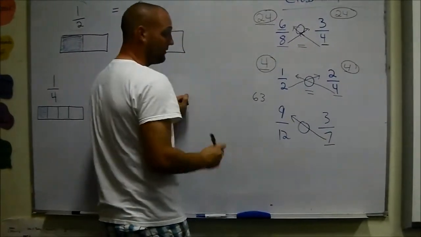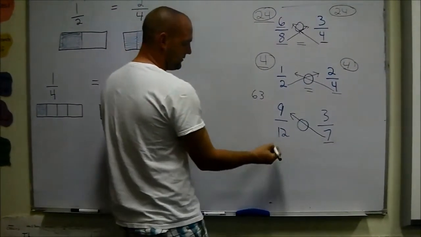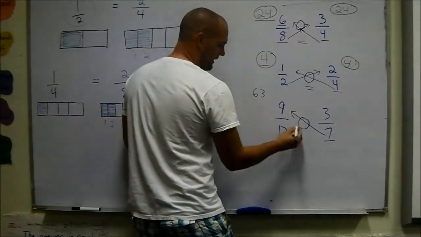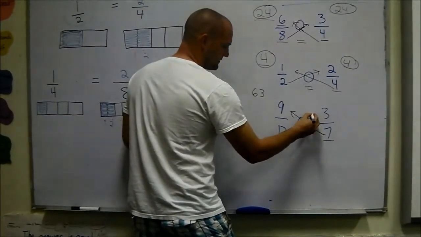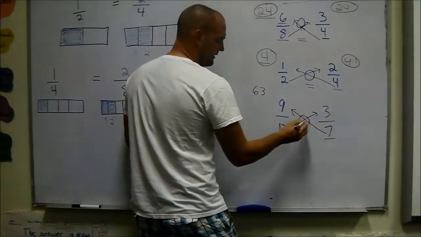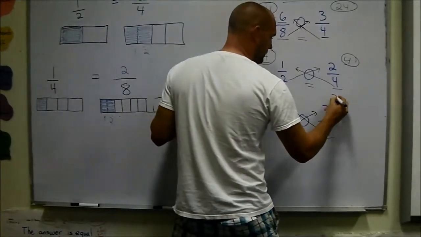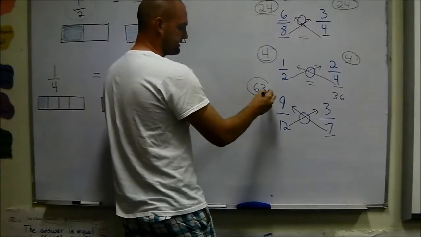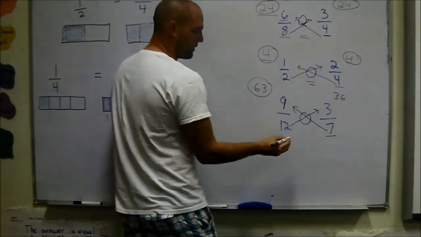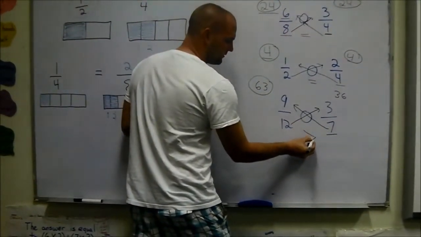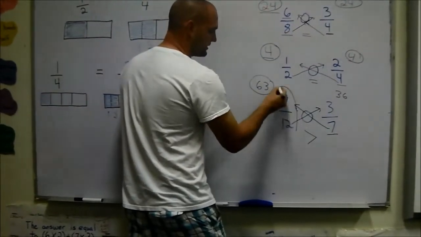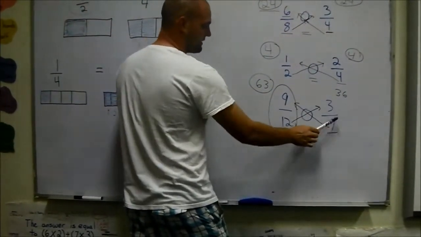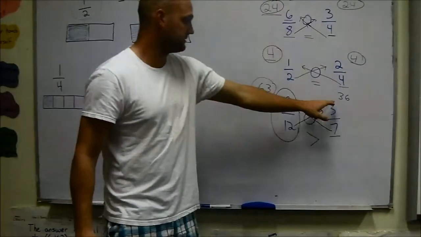Okay. Then we have to take our next number. We say 12 and 3. We cross multiply. 12 and 3. 12 times 3 equals 36. Which number is larger? Well, this number is larger. That means we use our greater than symbol here. So this fraction is actually greater than this fraction by quite a bit.